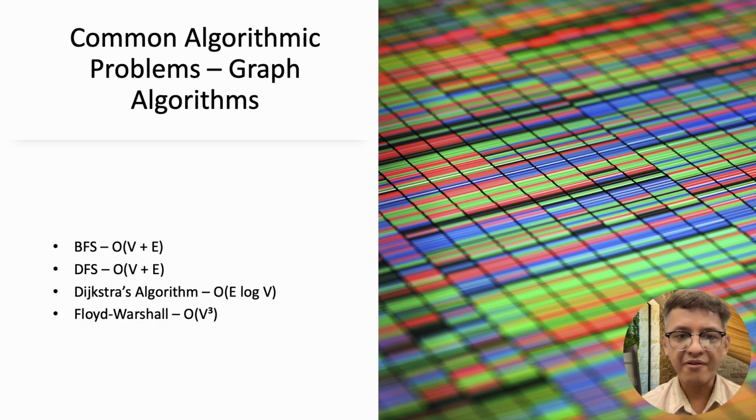We have breadth first search or BFS. This explores the graph level by level, visiting all neighbors before going deeper. It's useful in finding the shortest path in an unweighted graph, such as finding the shortest route on a map.